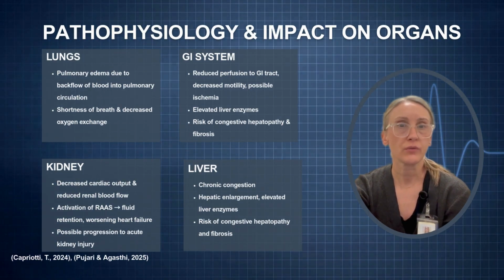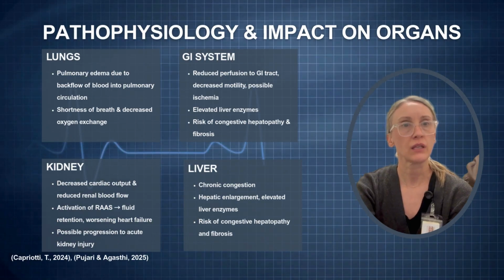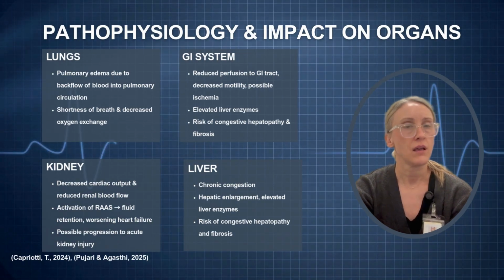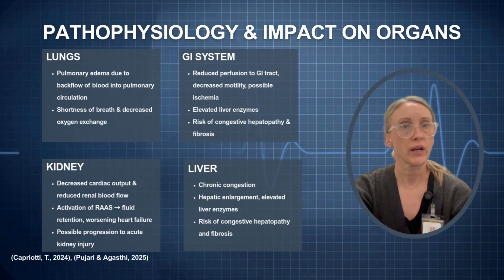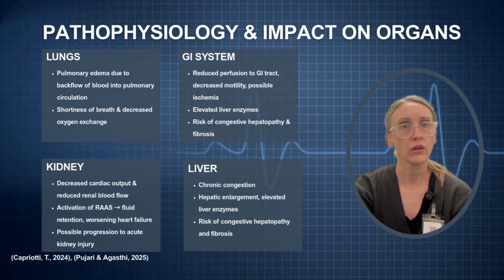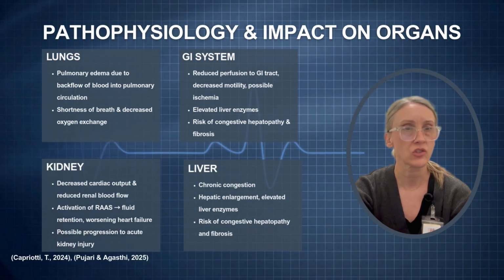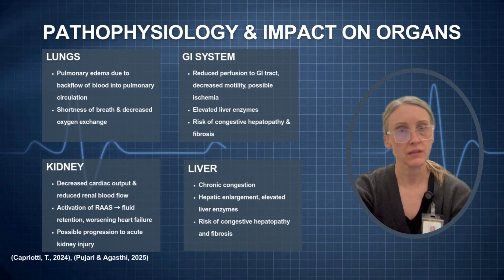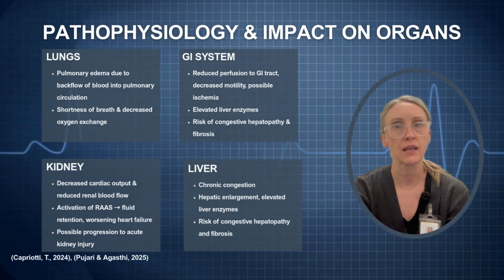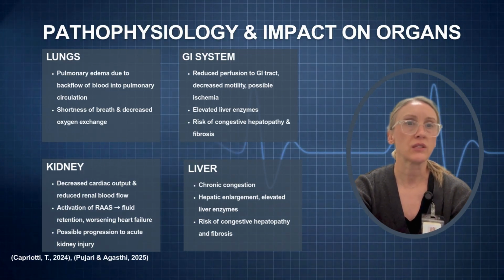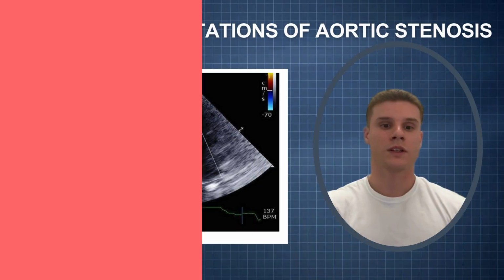Reduced blood flow from the heart can impact the kidneys and potentially lead to chronic kidney disease. And in the liver, right-sided heart failure resulting from advanced aortic stenosis can lead to hepatic congestion, where the blood backs up into the liver, potentially causing liver enzyme elevation and developing into cirrhosis over time.